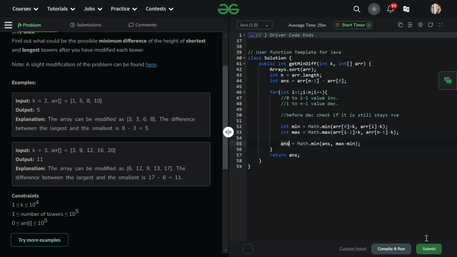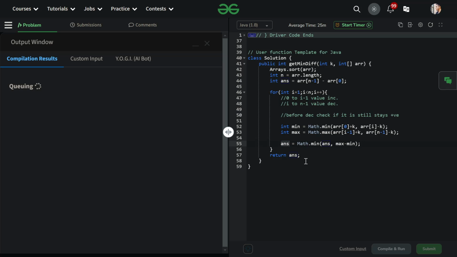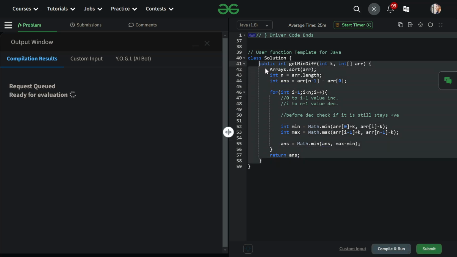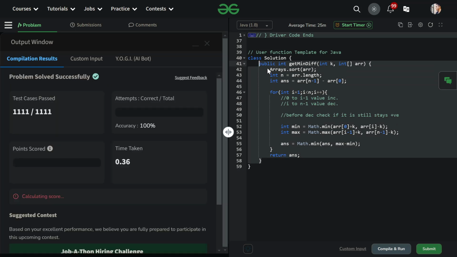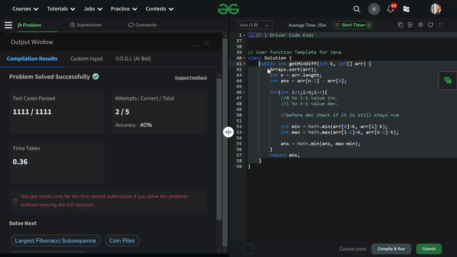So let's give it a try, and let's talk about time and space complexity. In this function we are sorting our input array, so the time complexity is n log n, and the space complexity is constant.